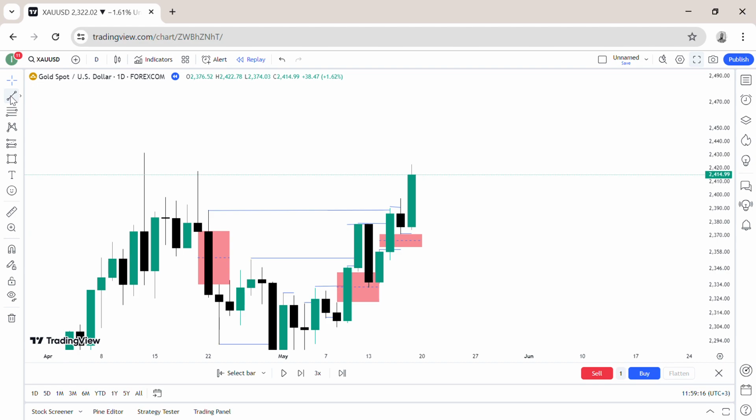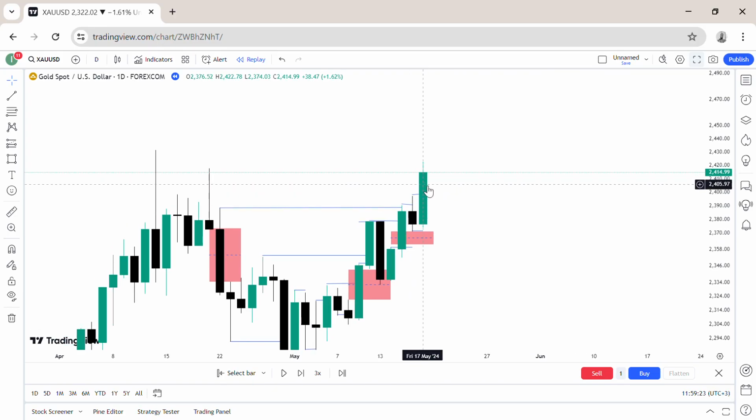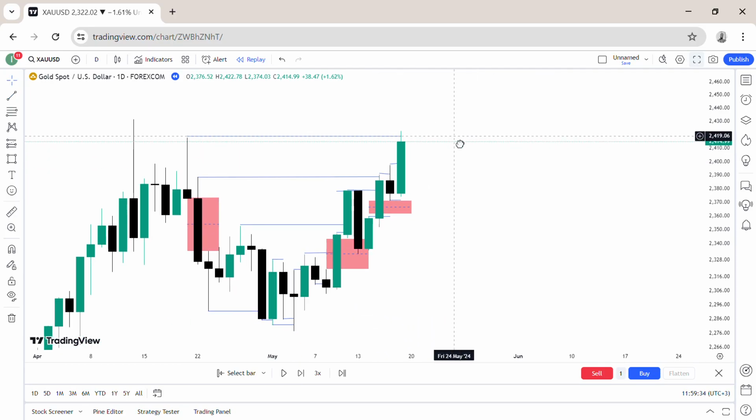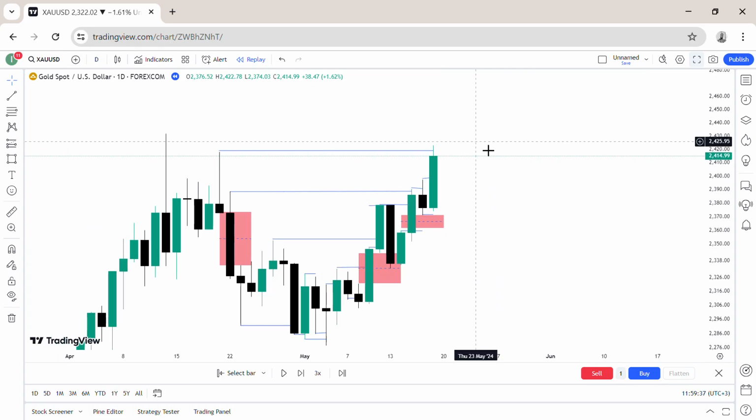Now let's have a look at this again. It traded above this previous day high, closing above it. However, it didn't close above this swing high. So what are my expectations? Because if you consider this is a daily candle, this is the high. Which one overpowers the other?